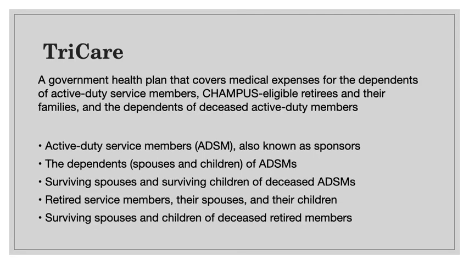All right. TriCare is a government health plan, not insurance. Again, this is through the Veterans Administration, and it is going to cover medical expenses for the dependents of active duty service members. It used to be called CHAMPUS, so that's why they say CHAMPUS eligible retirees, because somebody may have retired when it was CHAMPUS and now it's TriCare, and their families, as well as dependents of deceased active duty members, okay? So this is all involved with the military, and that is important.